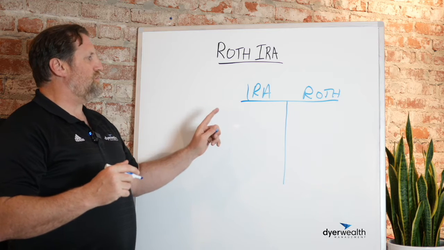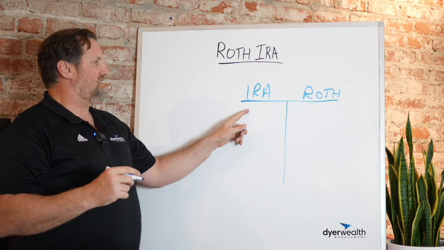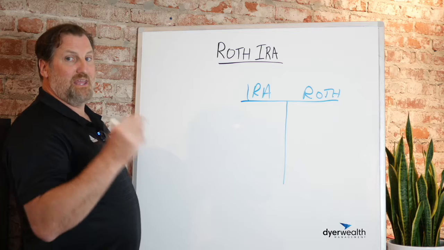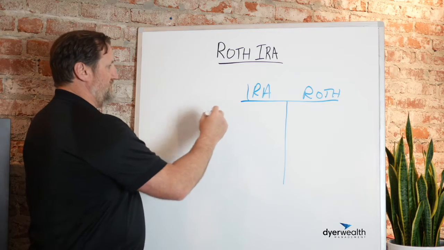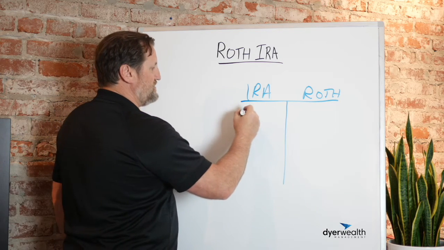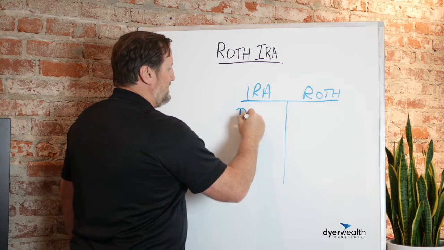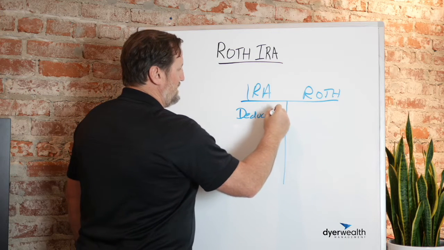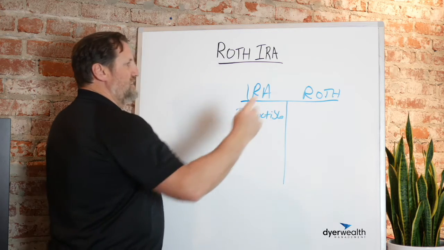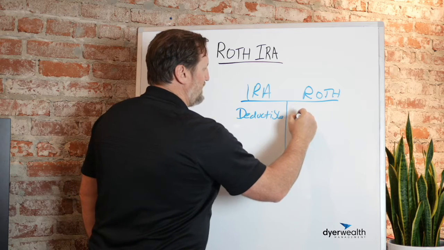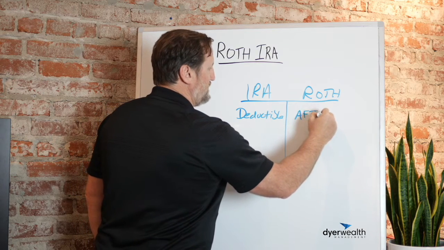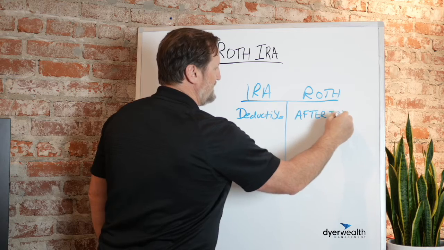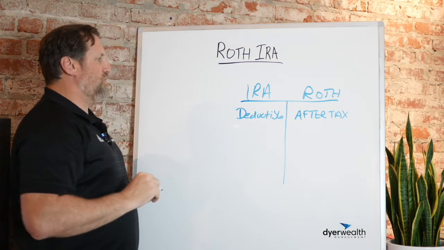All right, so when we have an IRA, we've got to get money into it. That's a contribution, all right? So contributions to a traditional IRA are deductible, okay? Contributions to a Roth are not deductible, they're made after tax. And we'll take a look at why that's important here in a minute.